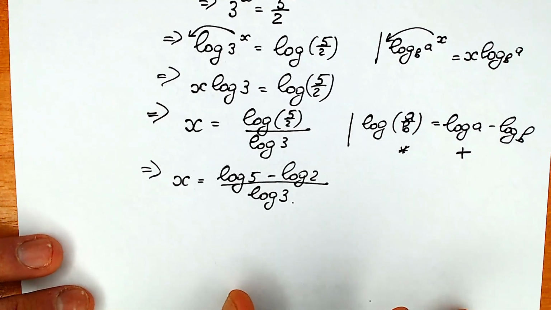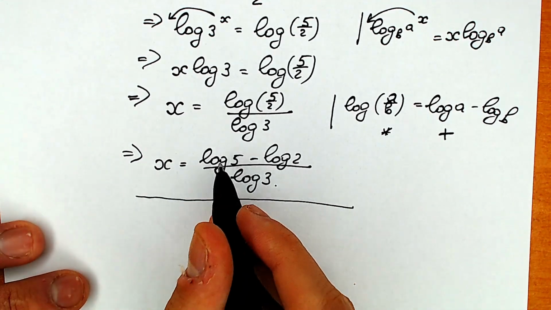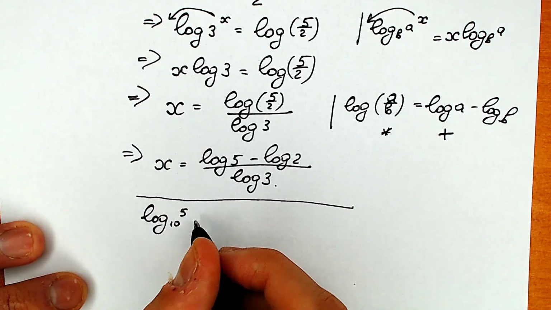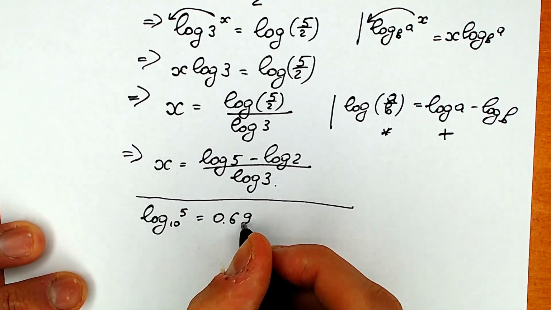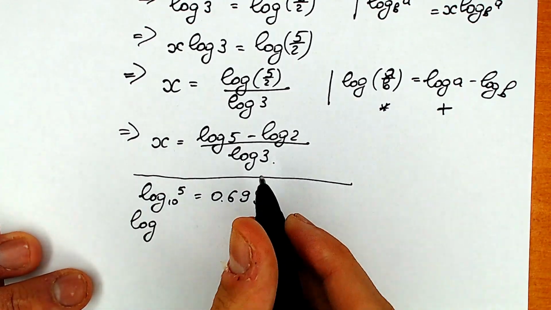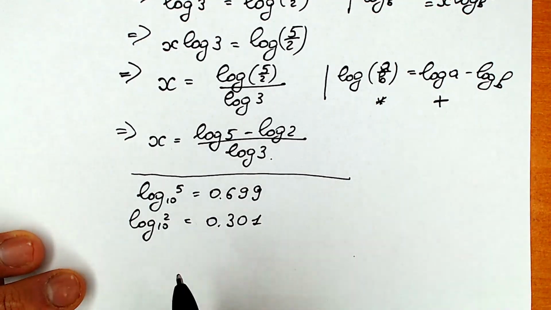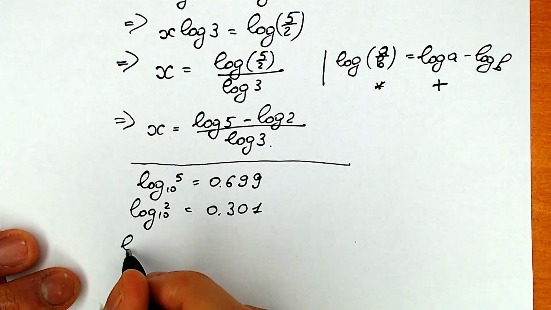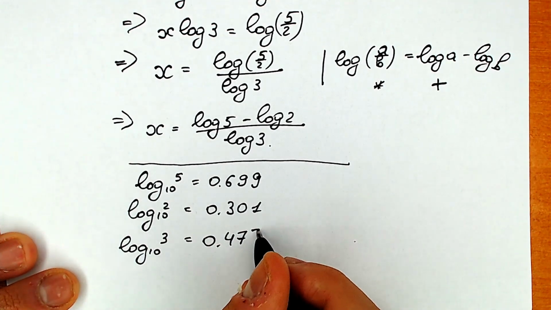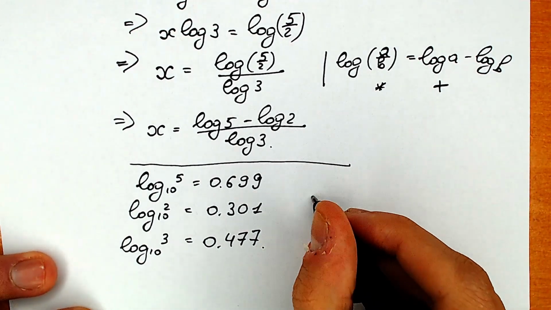And of course, maybe someone is interested in an approximate answer, so I prefer these values for you. For example, log 5 base of 10 equals 0.699. Maybe someone is interested in an approximate answer, I'm not sure, but let's write it. Right here we have log 2 base of 10 equal to 0.301, and we have the third value, log 3 base of 10, which is 0.477.